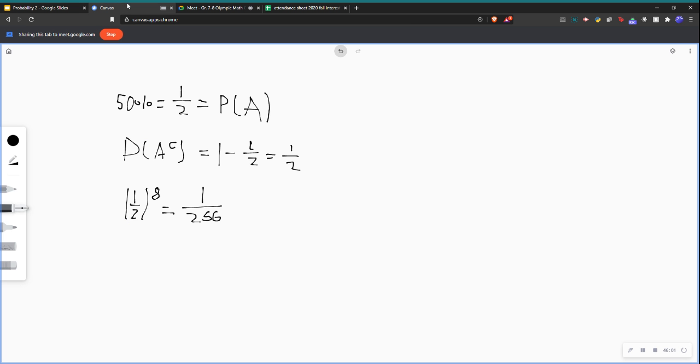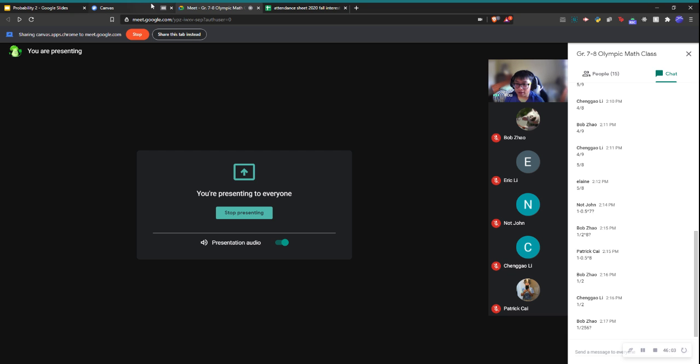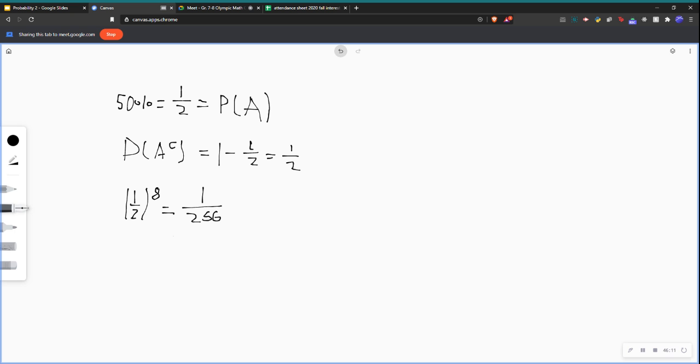Since the question is asking about getting at least one perfect test, that means I can get 1 test, 2 tests, or even all 8 tests perfect. So it's the complement probability of not getting perfect on any of them. Now what we can do is just subtract this from 1, and that would give you 255 over 256.